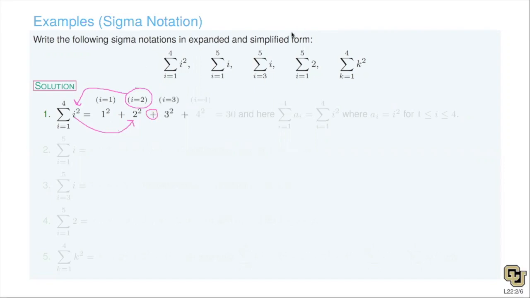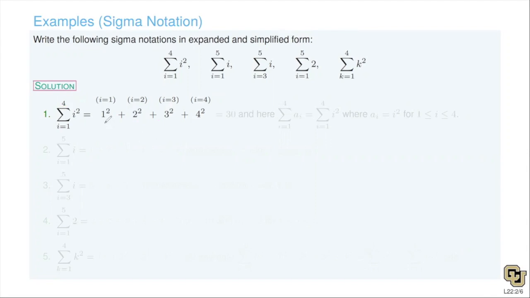Now I advance to i equal to 3 and just do the same procedure all over again. i is 3, plug it in. So I write down a 3 squared, write down the plus symbol. And then finally, when i equals 4, I add 4 squared and I stop here because that's what the sigma notation tells me. Start at 1, stop at 4.